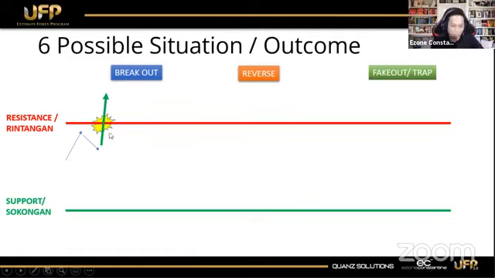Okay, so when the price breaks out above, technically the price can have momentum.